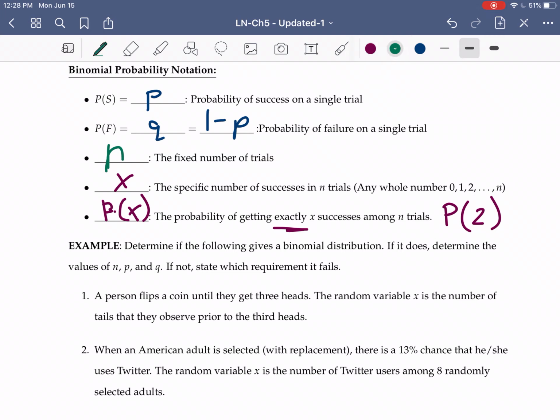So is that binomial? We have our 4 different things we need to check for. Does it have a fixed number of trials? Do you know how many times you're going to flip the coin? Well, we're going to flip it until we get 3 heads, but that could be after 3 coin flips, or 4, or 5, or 6, or 6,000. So this is not binomial. It fails requirement 1 for sure.